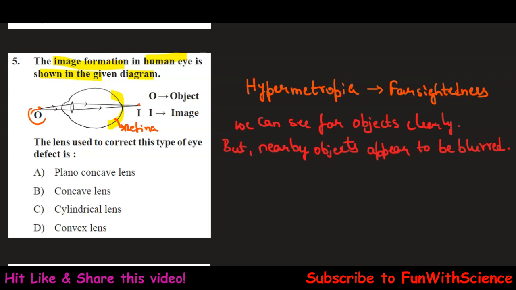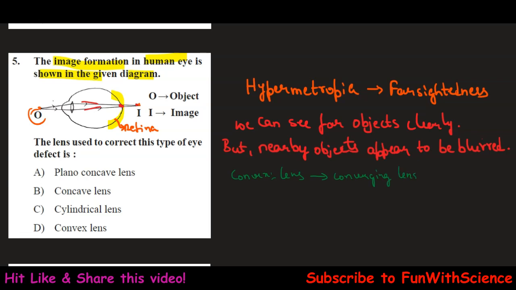Now to correct this type of defect, the image formation should be on the retina, right? So we have to converge these light rays, what we are seeing here, a little bit more, further on the retina. So we have to use the converging lens here. And what is the converging lens? It is always a convex lens. Convex lens acts as a converging lens.